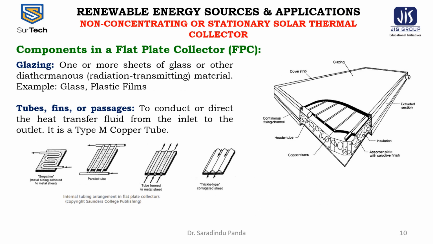Now the components in the flat plate collector. The first component is the glazing. It is one or more sheets of glass or other diathermanous radiation transmitting material, such as glass or plastic frames. Glass has been widely used to glaze solar collectors because it can transmit as much as 90% of the incoming shortwave solar radiation, while transmitting virtually none of the long wave radiation emitted outward by the absorber plate.